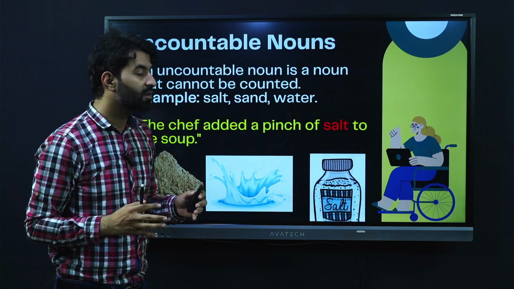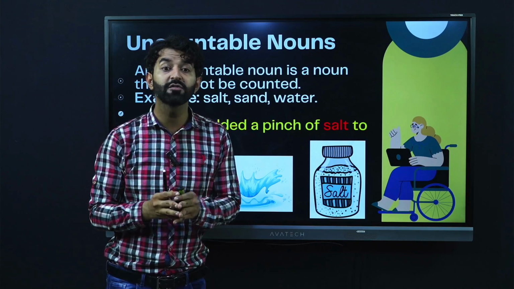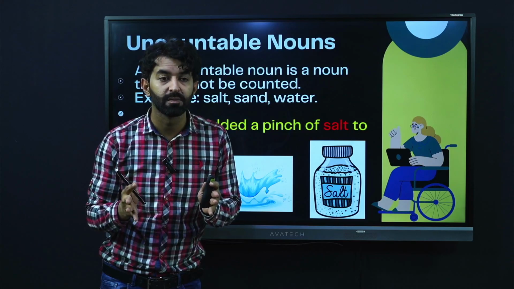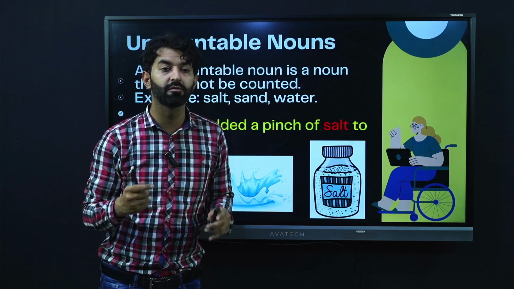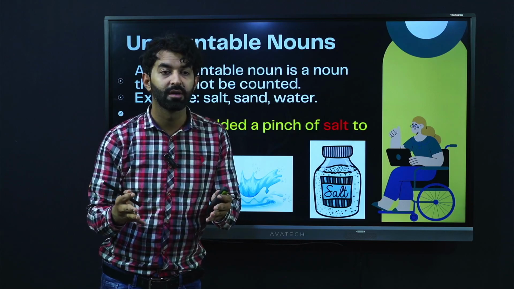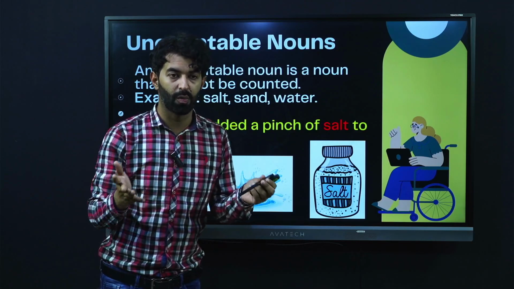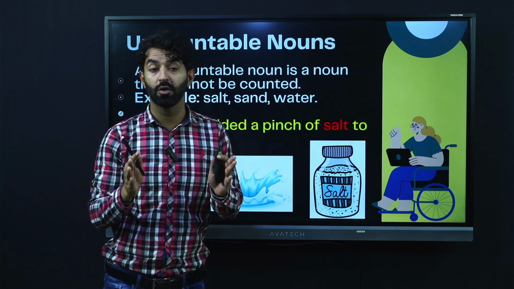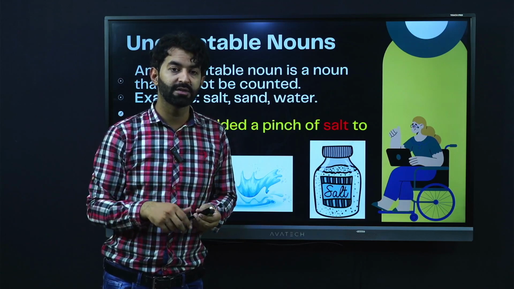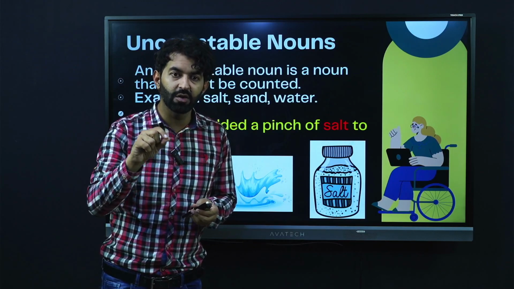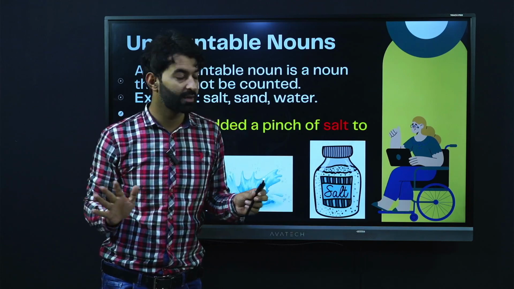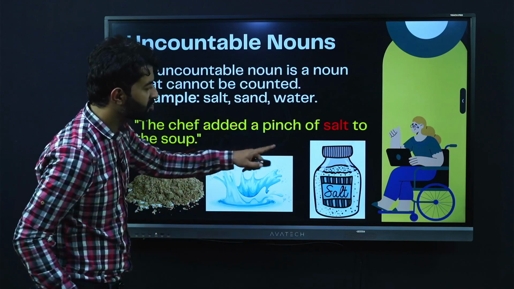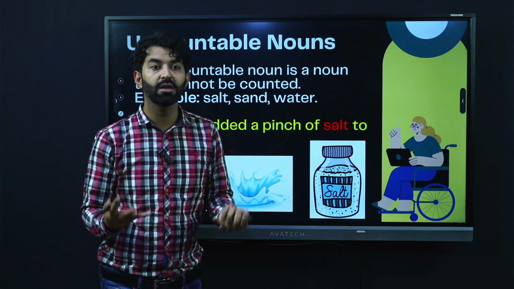Now, in contrast, we have some nouns, some things that we cannot count. It's impossible to count them. For example, water. Can you count water? No. You can count a bottle of water, but you cannot count water or salt. Can somebody count each grain of salt? It's impossible, right? So your sand, your water, salt, all these are uncountable nouns.